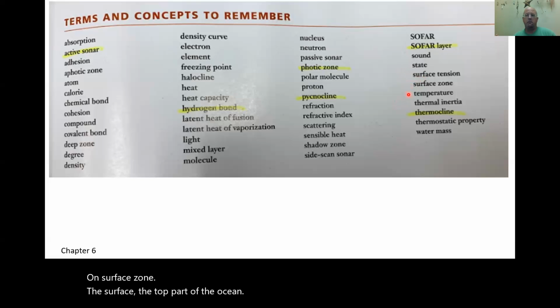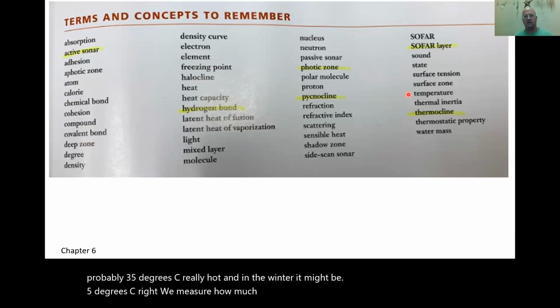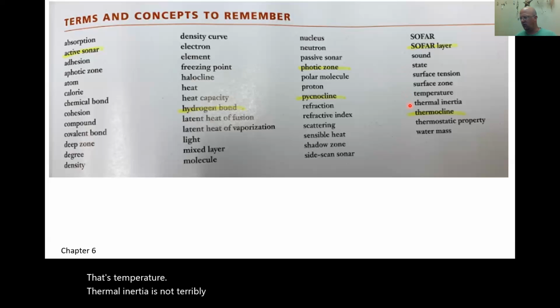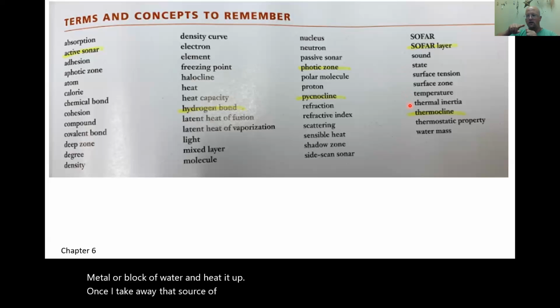Temperature is how we measure how much heat is in something. So right now, the temperature outside is probably 35 degrees C, really hot. And in the winter, it might be 5 degrees C, right? We measure how much heat, how much energy is in the environment. That's temperature. Thermal inertia is not terribly important, but it's essentially, if I have a block of metal or a block of water and I heat it up, once I take away that source of heat, it will continue to increase its temperature, right? And that's called thermal inertia.